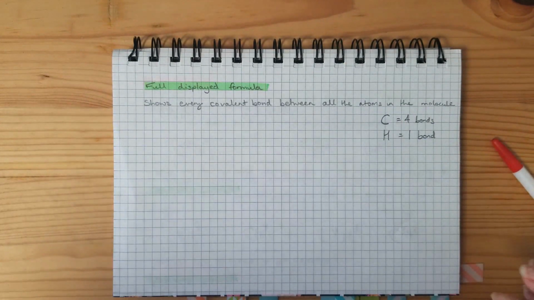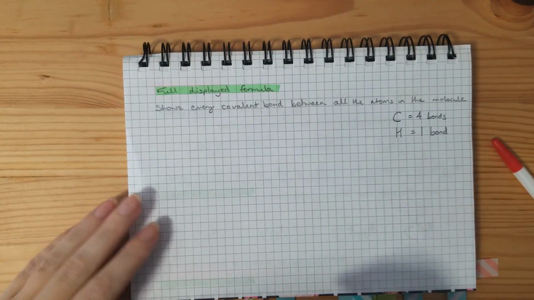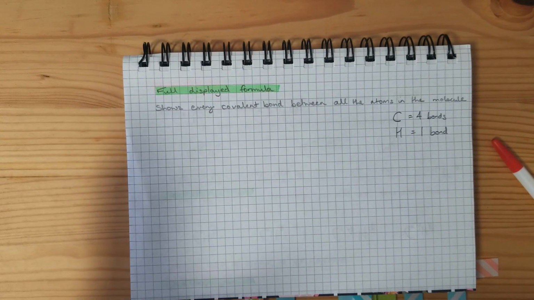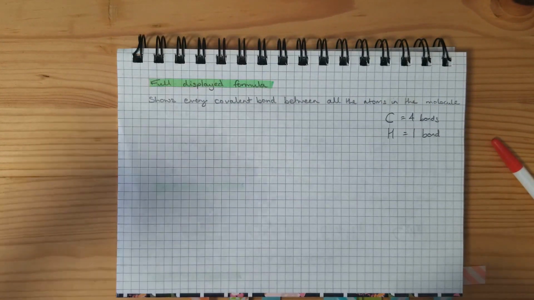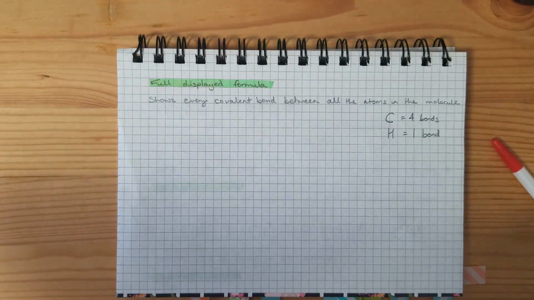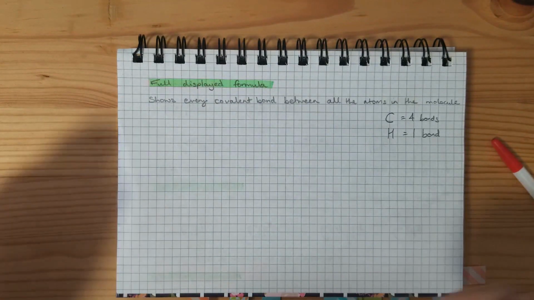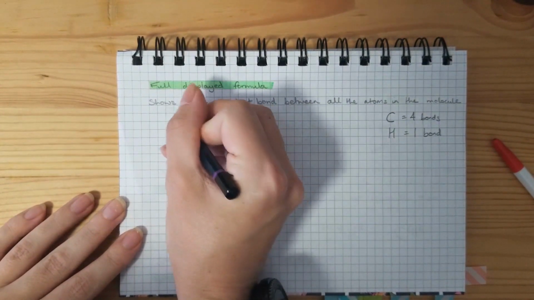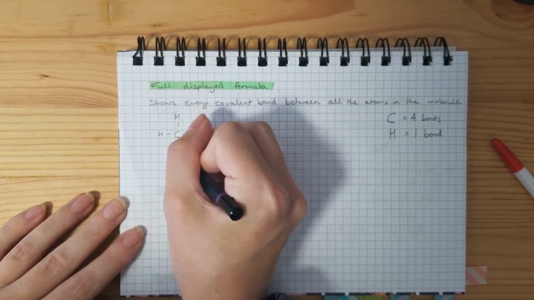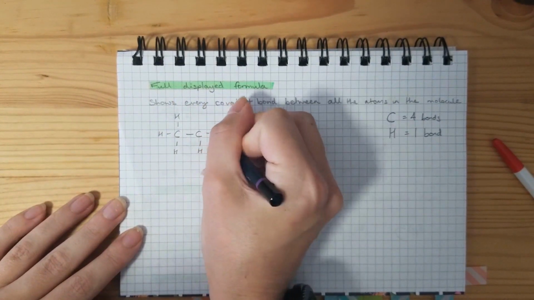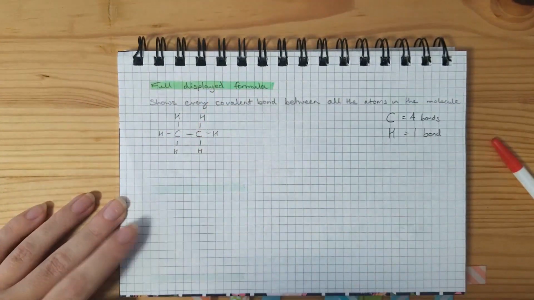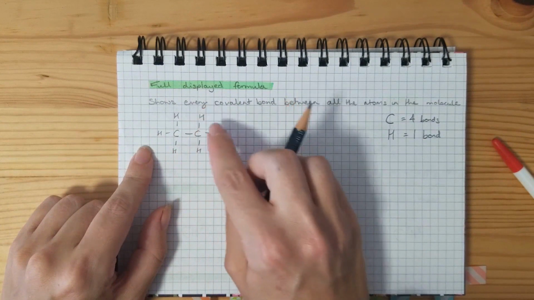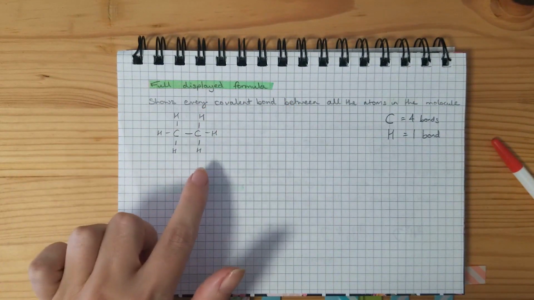Now, full displayed formulas you will have seen before. This is the one where we show every single bond in the molecule, and we draw it out big and complicated. So let's take a look at the 4 molecular formulas we used earlier, and what they would look like in full displayed formula. So C2H6, we would have our 2 carbons joined by single covalent bonds, and then our hydrogens arranged around the outside like this. So the carbons have 4 bonds each of them, and the hydrogens have 1 bond each. And we've shown every covalent bond in there.